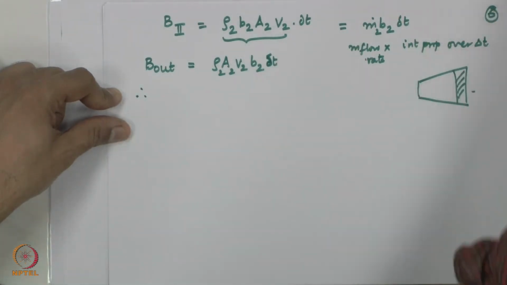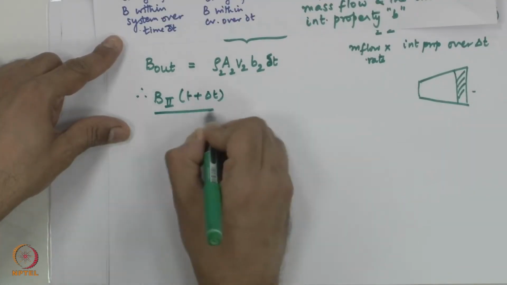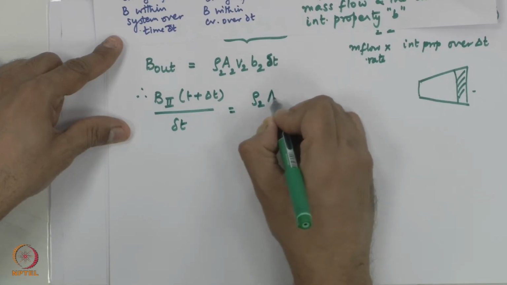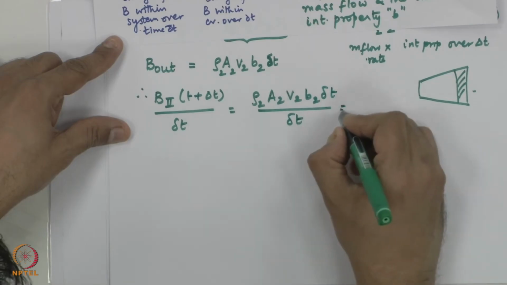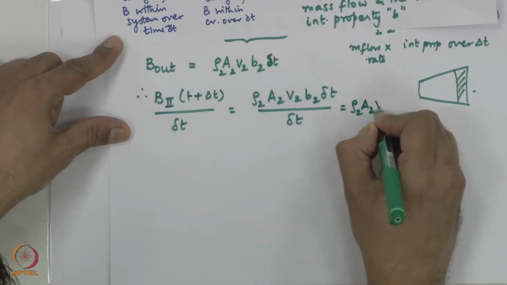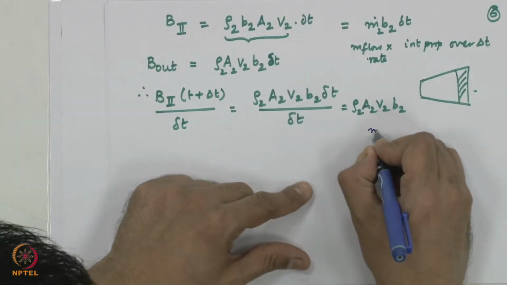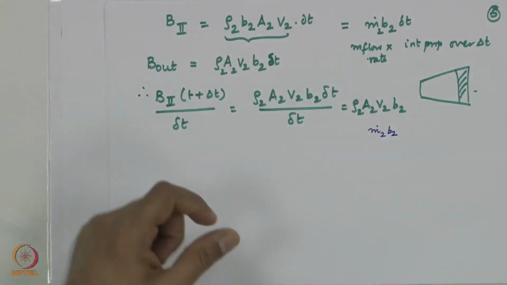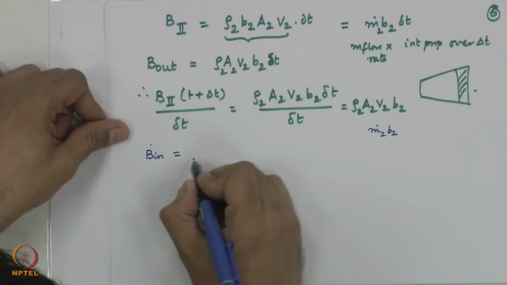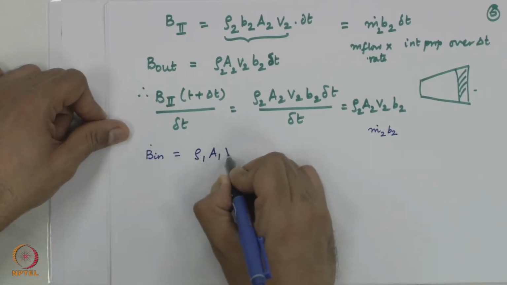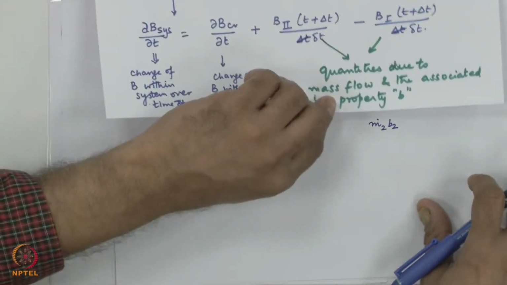Therefore, we have B2 at t plus delta t over delta t is nothing but rho 2 A2 V2 b2 delta t divided by delta t, which is rho 2 A2 V2 b2, or if I want to write in a form that we are familiar with, m dot 2 b2. This is coming out. B dot in, on the other hand, is mass flow coming in, which is similarly going to be rho 1 A1 V1 b1. Okay, so now I put these things together.